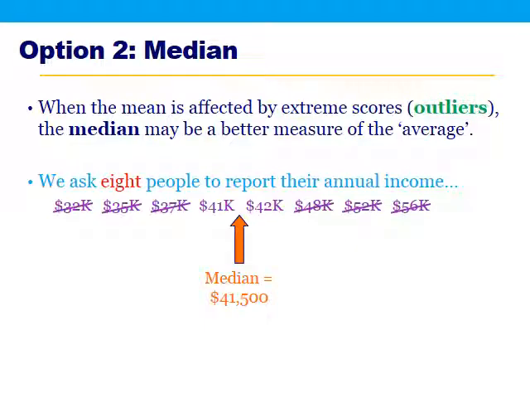So if we have an even number of people in our sample, and we go to calculate the median, we're going to be left with 2 numbers in the middle. Our median is actually going to be the mean of those 2 numbers. So in this case, our median would be $41,500.